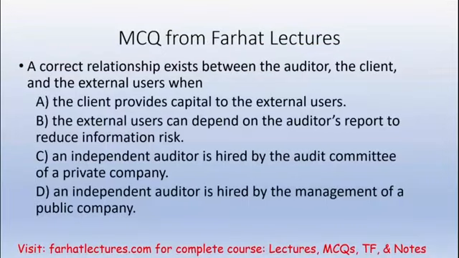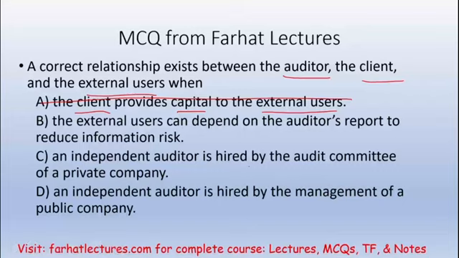Let's take a look at a multiple choice question from Farhat Lectures. A correct relationship exists between the auditor, the client, and the external users when what? Let's take a look at the options and see how we draw this relationship. A: the client provides capital to the external users. Not at all. The client, meaning the company that's being audited, provides financial information to the users to make a decision. Therefore, A is out. That's not the correct relationship.